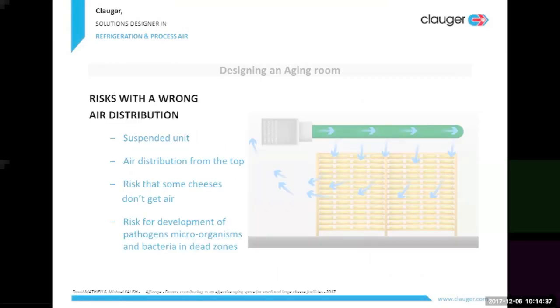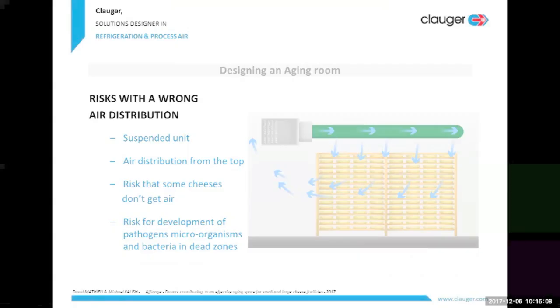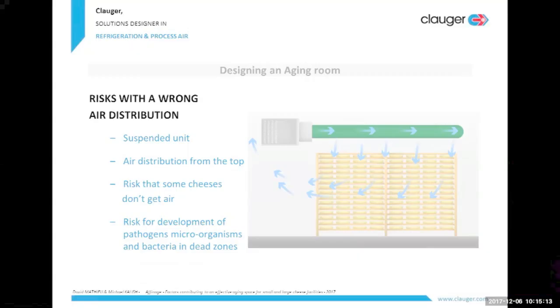If you have a wrong air distribution, for example a medium or high-rise facility with equipment suspended on the roof, the air is coming from the top and returning on the top, everything is happening at the ceiling. The cheese on the lower part won't see any airflow and will not be exposed to a good air treatment. So you have a risk that the cheese doesn't get air, and a risk of development of pathogens, microorganisms, and bacteria in the dead zones, in the lower shelves.